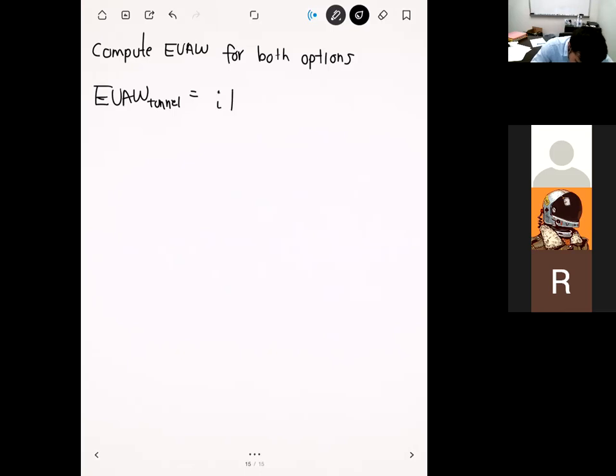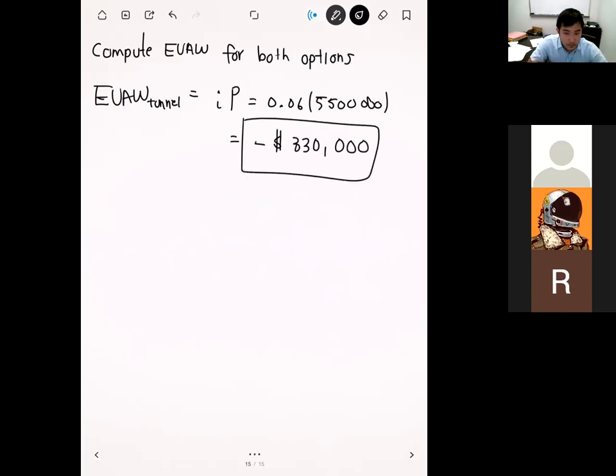We're going to take the interest rate and multiply it by the initial cost. Our interest rate is 0.06 for 6%, and we multiply that by 5.5 million. This gives us a cost of minus $330,000. Going with the tunnel option is almost like paying out $330,000 each year. Now let's go with the pipeline.